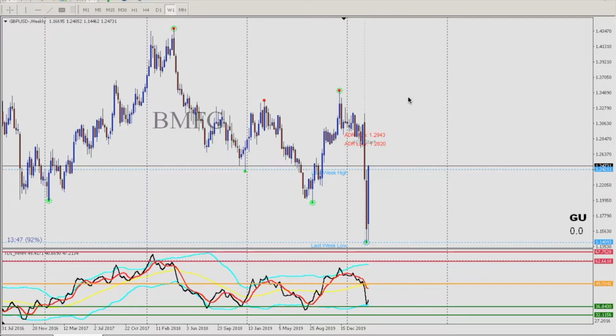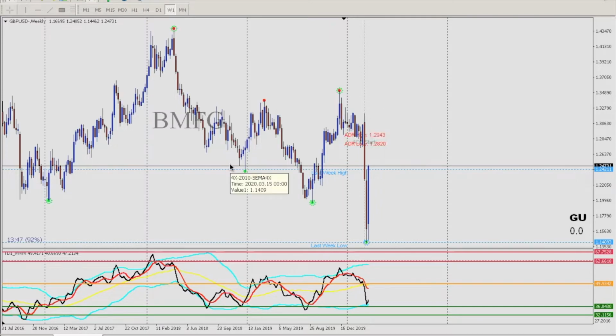We're going to be looking at GBPUSD and EURUSD for a weekly analysis. These are the two pairs we're going to be looking at. So remember, Forex is a game of probabilities rather than the obvious. So I'm going to be showing you a couple of examples of what I see.